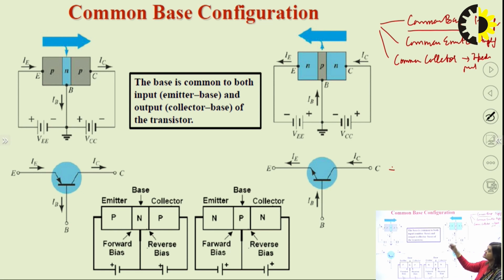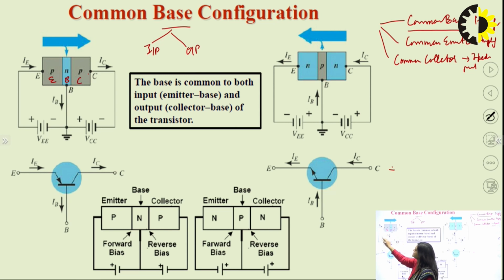And common base means the base is common. This base is common at the input side and at the output side. So if we take this configuration P and P, here P is the emitter, this is the base, and this is the collector. So emitter base is forward bias, this plus minus, and base collector is reverse bias. This is forward bias and this is the reverse bias. So here in common base, our base is common; this is the input circuit, and this is the output circuit.